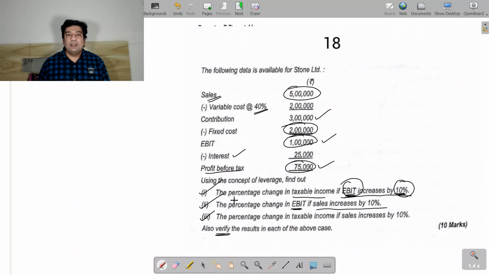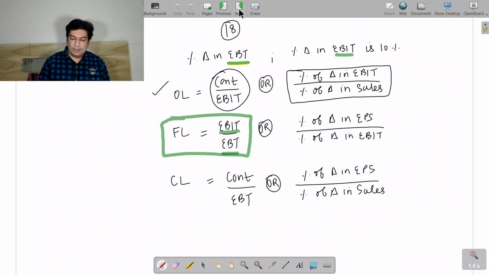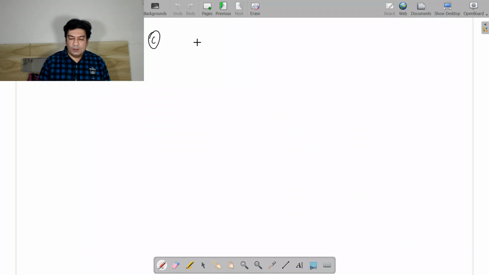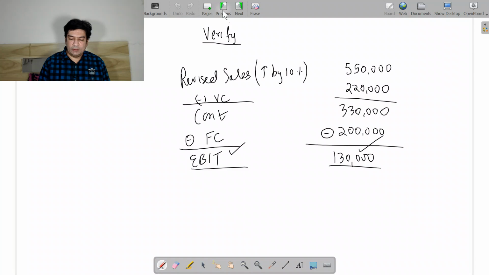Now what they have said is the percentage change in your taxable income, that is EBT, when sales increase by 10%. Now percentage change in your taxable income, that is EBT, when there is percentage change in your sales. Now EBT and sales have to figure it out where it is.